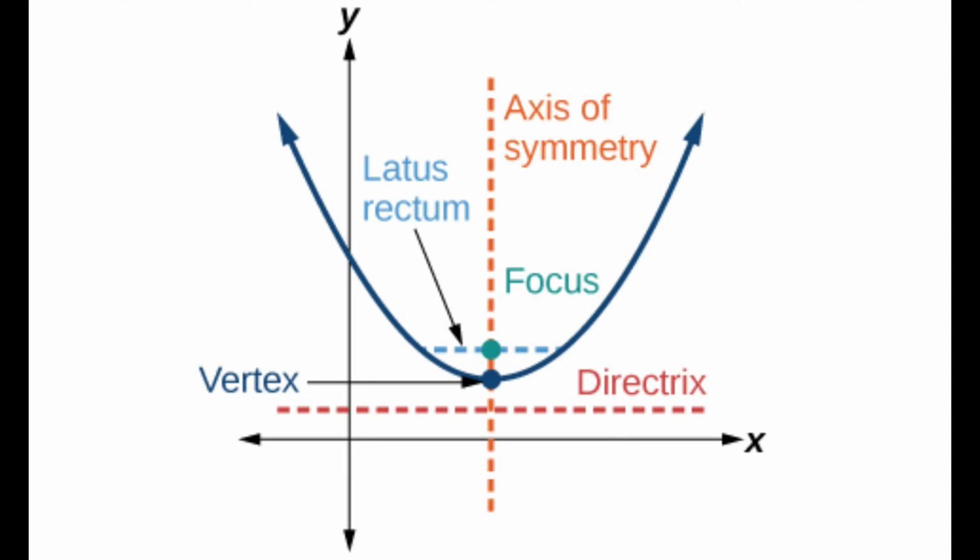Also, the latus rectum tells us how wide our parabola is. It is the basis of how wide it is. And then the vertex is the point where the curve changes direction, where our parabola changes direction.